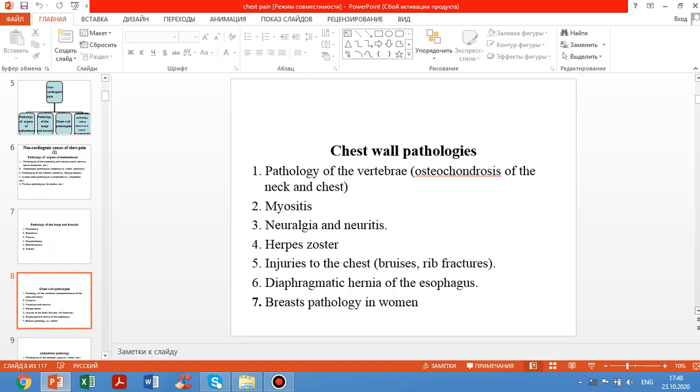Chest wall pathologies, such as pathology of the vertebra, osteochondritis of the neck and chest, myositis, neuralgias and neuritis, herpes zoster, injuries to the chest, bruises, rib fractures, diaphragmatic hernia of the esophagus, breast pathology in women.